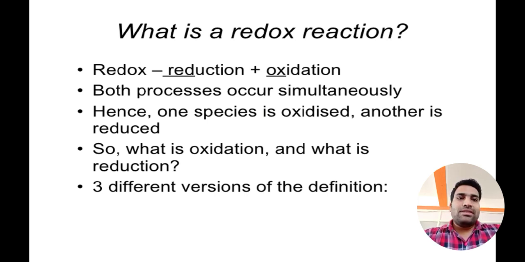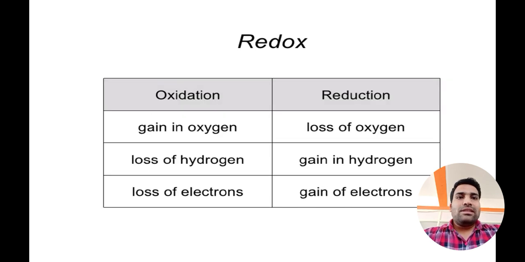So what is oxidation and what is reduction? We can express these two in three different versions, I mean three different definitions. So let's have a look. Oxidation means gain of oxygen or loss of hydrogen or loss of electrons. Reduction means loss of oxygen, gain of hydrogen or gain of electrons. So these are the three different ways of expressing oxidation and reduction particularly.